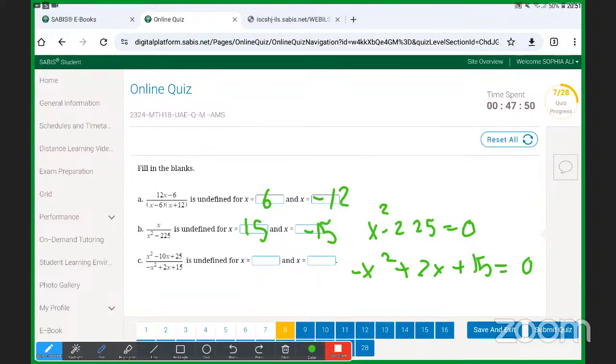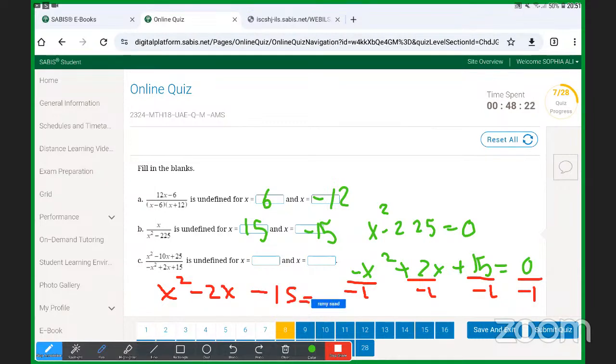Okay, so now our problem is that we have a negative x power 2. So I need to get rid of the negative, which is the coefficient of x power 2. How to do that? Tell me. Divide by negative 1. Look. So it will be x power 2 minus 2x minus 15 equal to 0, divided by negative 1. Of course, it will be 0. Now it is your turn to do the factorization yourself. Do it.